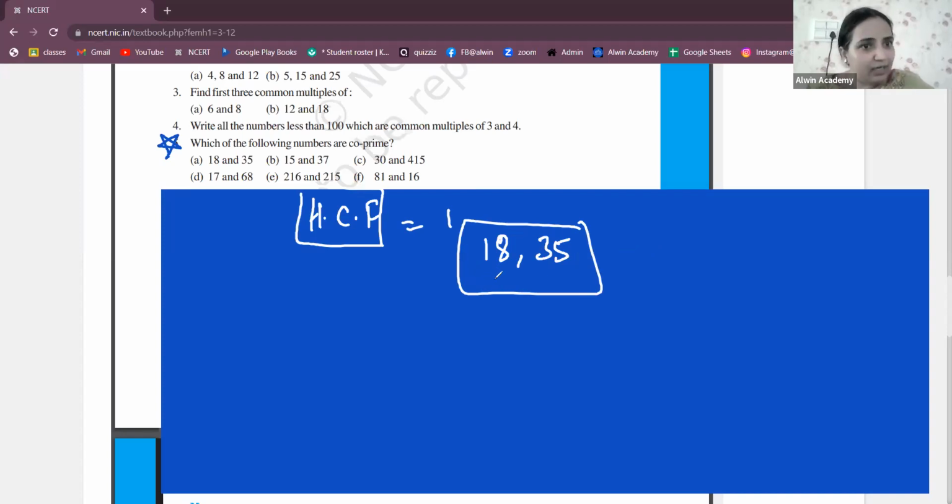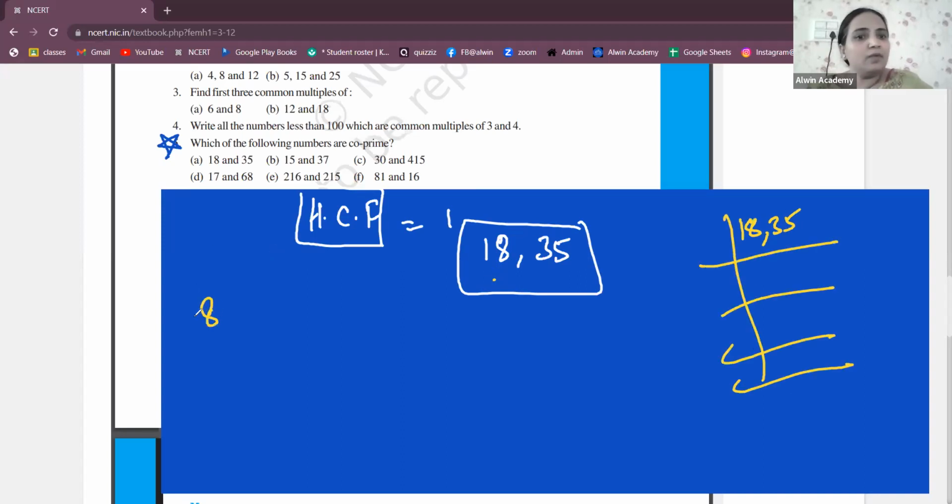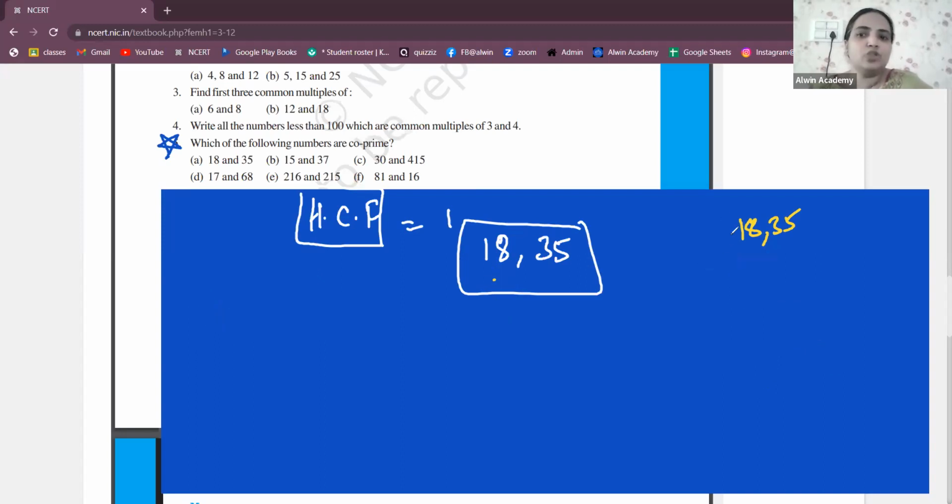So this can be done with the short division method also, 18, 35. This can be done with the long division method of finding the HCF also. This can be done by the listing the factors method also, right? So this can be done by n number of ways. What I am telling you here is the short division method.